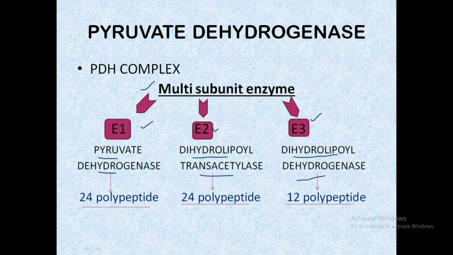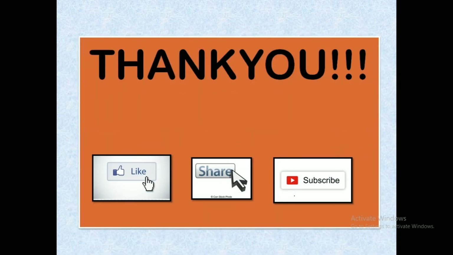Talking about the number of polypeptides they are formed of, the E1 and the E2 are formed of 24 polypeptides, and the E3 is formed of 12 polypeptides. So this was all that we need to understand and learn about the acetyl coenzyme formation, and in the next video we'll be dealing with the Krebs cycle in detail.